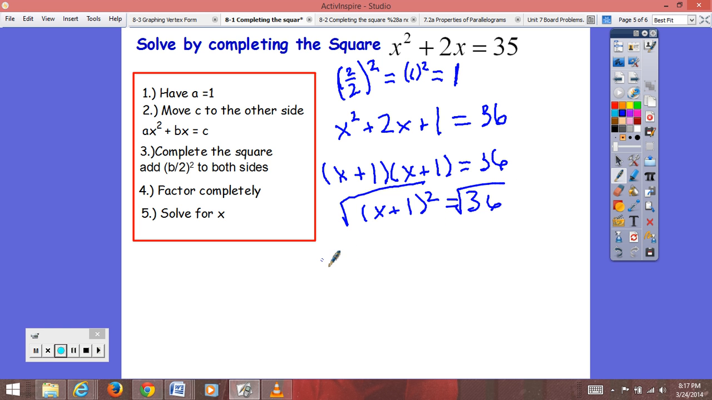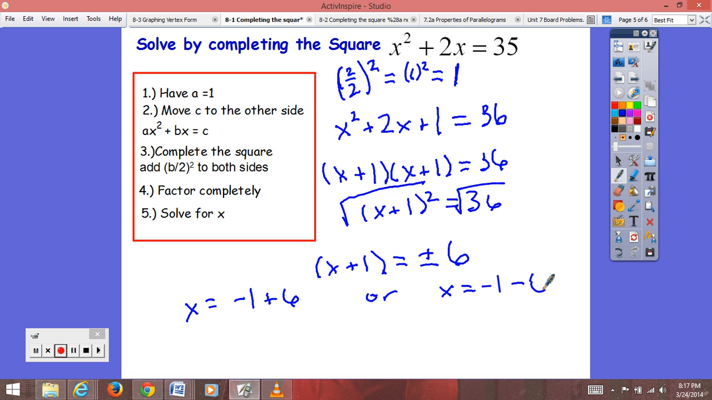Gives us x plus 1 equal to plus or minus 6, square root of 36. So solve for x. x equals -1 plus 6, or x equals -1 minus 6. -1 plus 6 gives us a +5. -1 minus 6 gives us a -7.